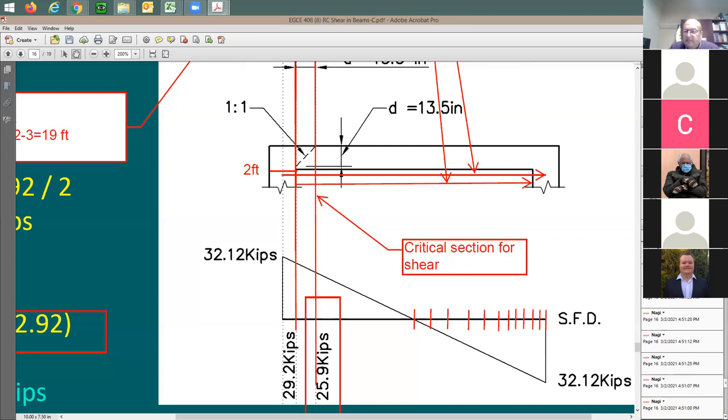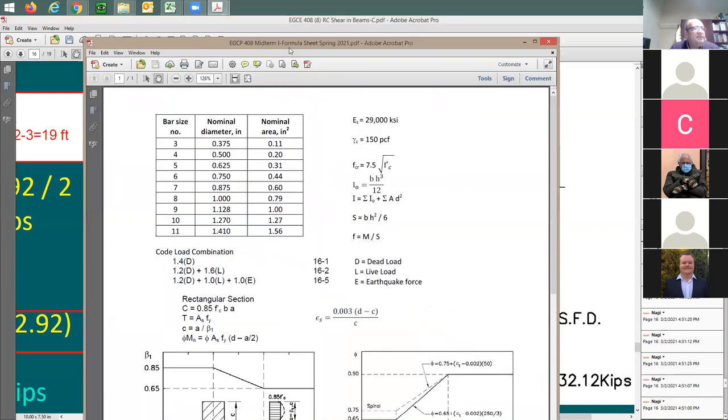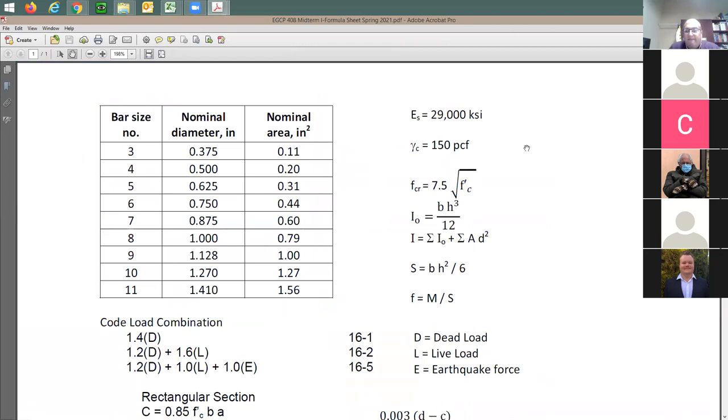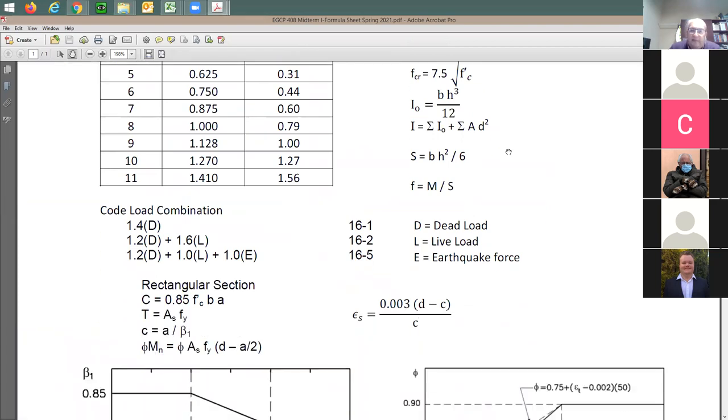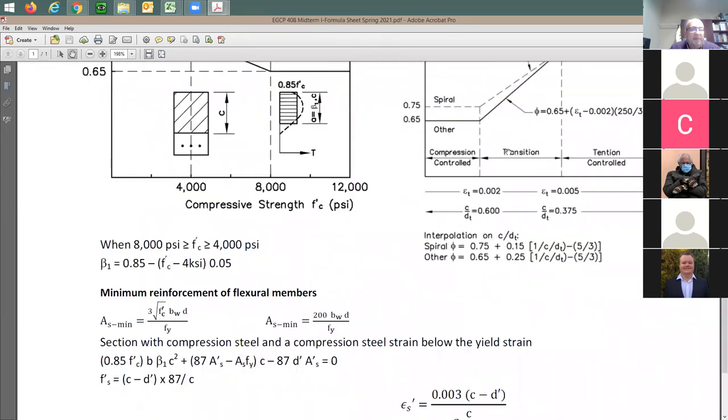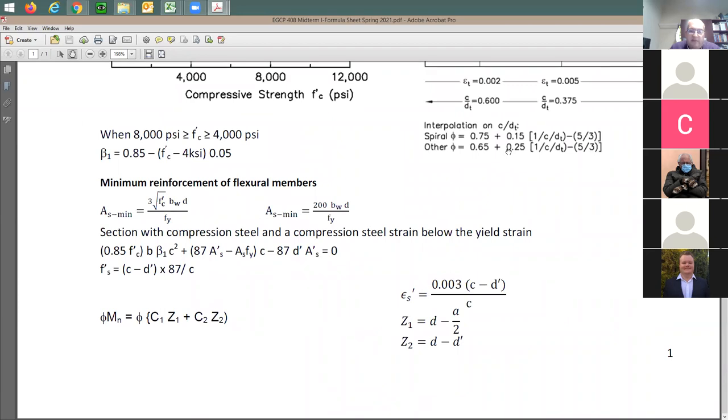Let me change the subject here. Did you guys see this? Yes. Okay. Be sure that you print it out. This gave you the formula sheet that you're going to have in hand when you are taking your midterm.